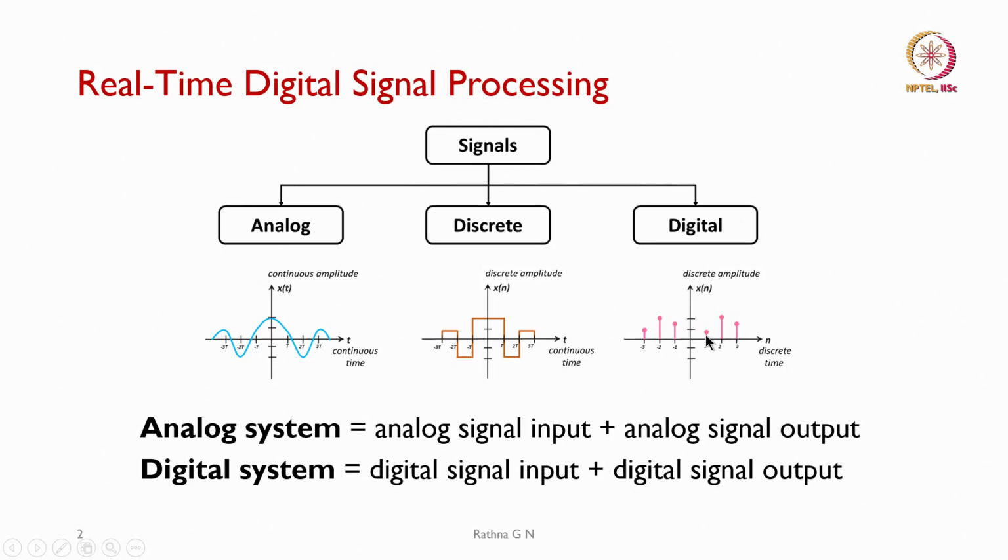When we come to the system, how are we going to represent them? An analog system is represented along with the signals we are processing: the input is going to be an analog signal, and even the output after performing the processing is going to be represented in the analog domain itself, that we call the analog signal output. When we come to represent digital systems, basically the input is going to be a digital signal input, and then we do the processing. The output again will be a digital signal output from the system.